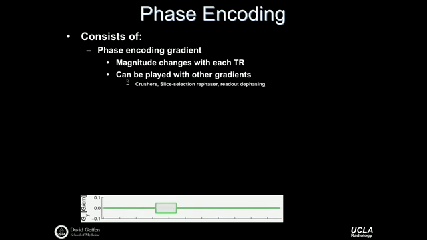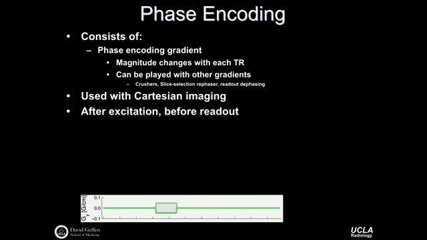It turns out you can overlap the phase encoding gradient with other things that you're doing, specifically the slice selection rephasing gradient and the readout dephasing gradient. You can effectively do these things all at the same time. We use this all the time with Cartesian imaging, which is the focus of this course. It has to happen after excitation but before readout. So I'm talking about a third, but it's really the second step in terms of the spatial encoding events.